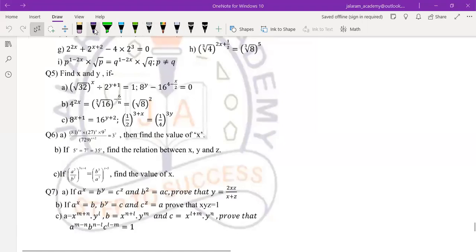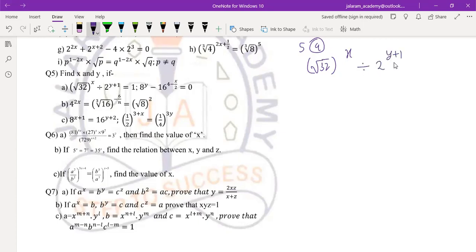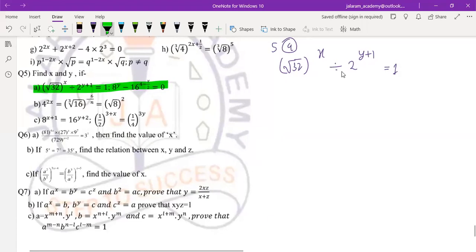So question number 5a. It is root 32 to the power x divided by 2 to the power y plus 1. Clearly, these are simultaneous linear equations having two variables. We can change them to simultaneous linear equations having two variables. So root 32 to the power x divided by 2 to the power y plus 1. This is the first equation.